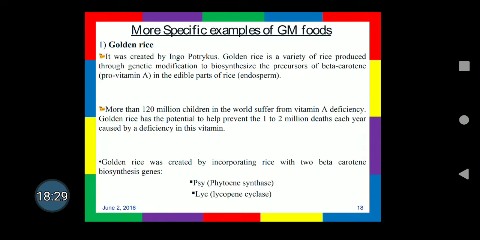The golden rice was created by incorporating into the rice two beta carotene biosynthesis genes. One is PSY, phytoene synthase, and the other is lycopene cyclase. These two enzymes are added to the rice to produce the beta carotene provitamin.